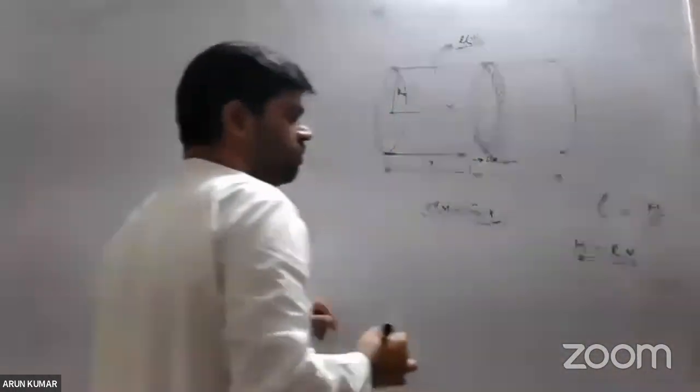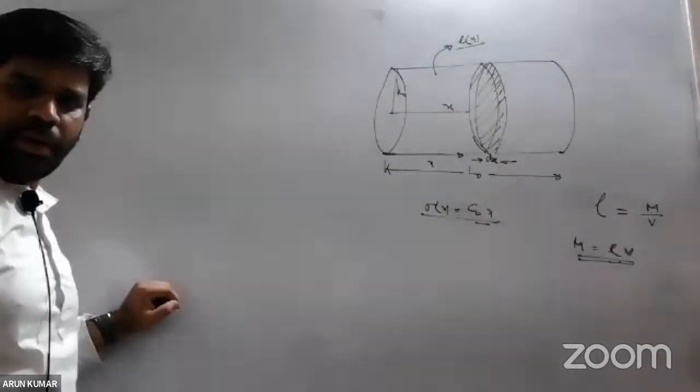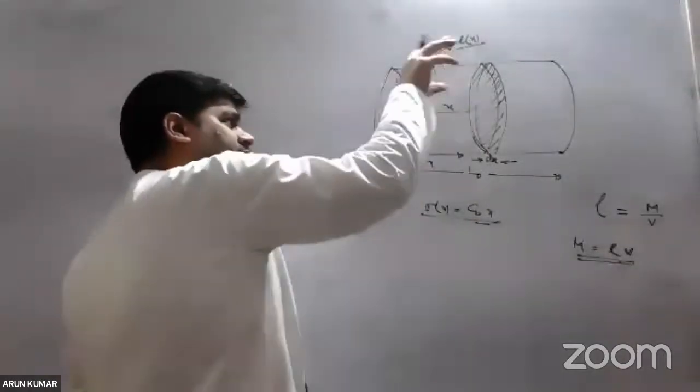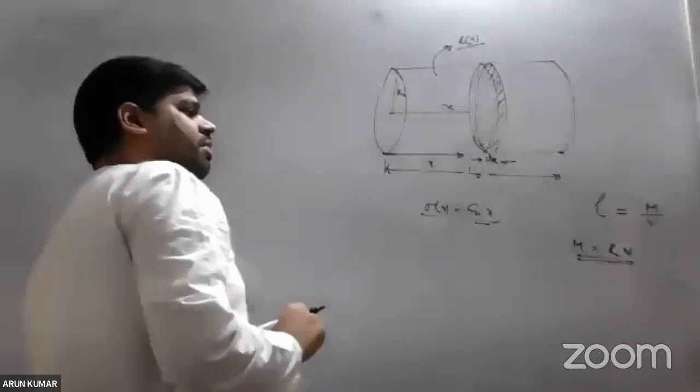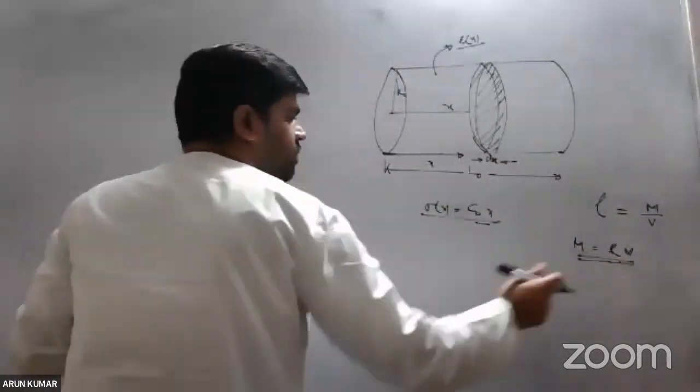Sir, is it a hollow cylinder or a solid cylinder? This is a solid cylinder. Okay sir. That's why I'm getting a disk. There is mass inside also. So mass is equal to density into volume.